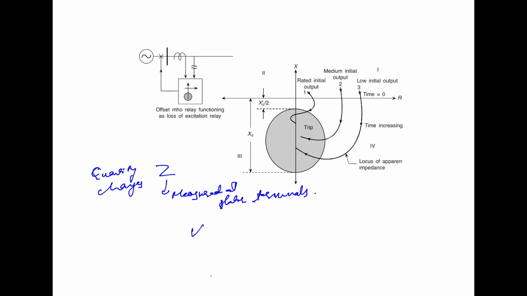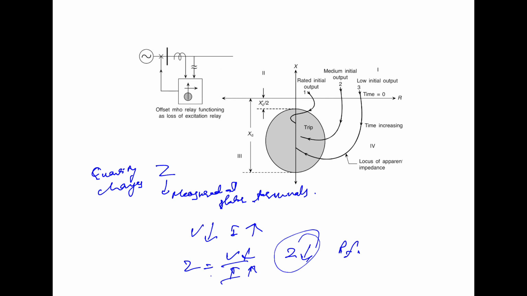When the excitation is lost, the terminal voltage decreases, and as a result, current begins to increase. Because we have Z equals V by I, V is decreasing and I is increasing. So what will happen? It results in the decrease of the impedance, and also a change in the power factor.